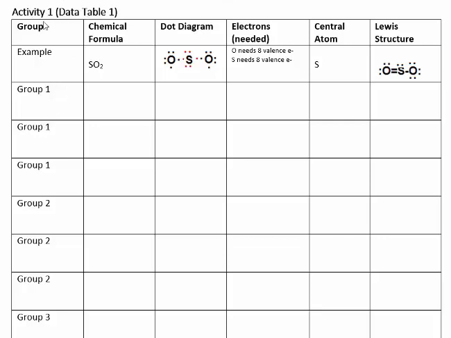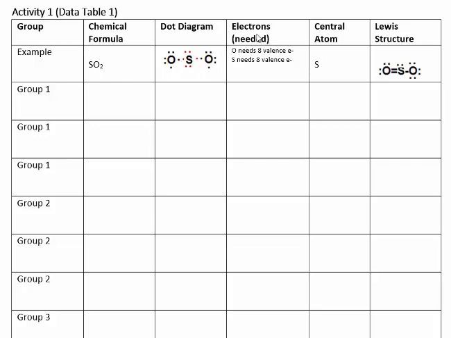And for activity 1, here it is. And I've given you an example. So a chemical formula, I've chosen a chemical formula that is not in any of those groups. And then the dot diagram just means putting the central atom in the middle and then putting the valence electrons as dots around each atom. So oxygen and sulfur all have 6 valence electrons, so there's 6 dots around each atom.